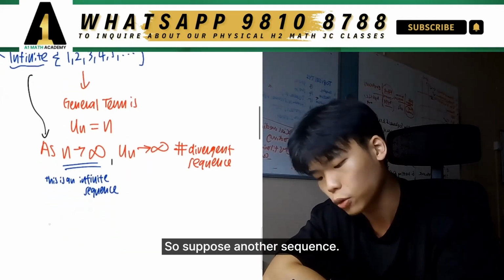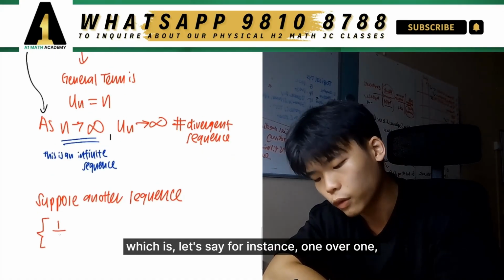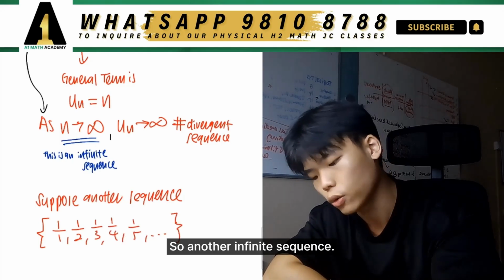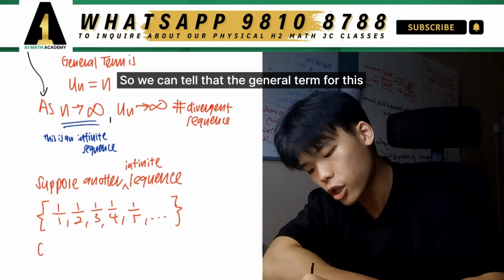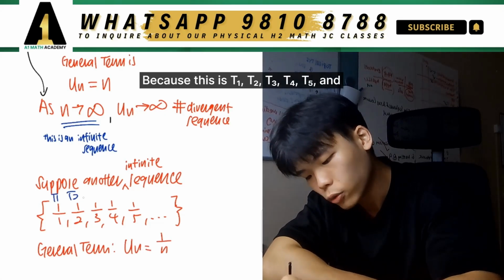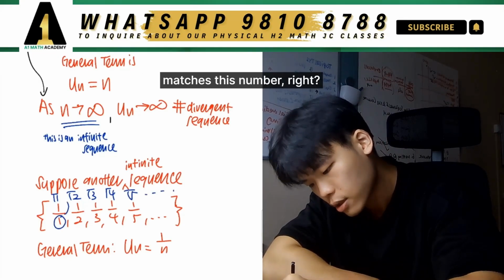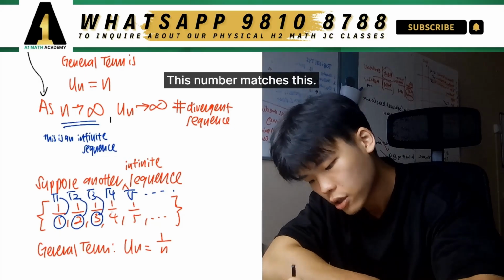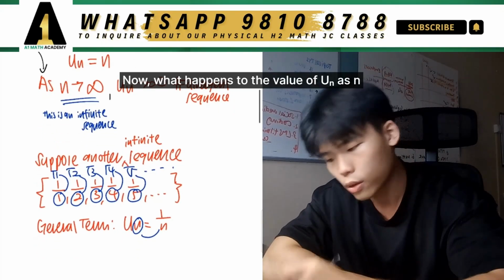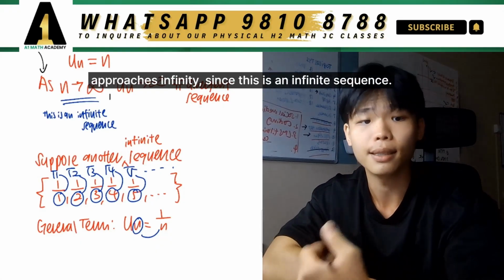Now I give you another example. Suppose I have another sequence, which is, for instance, 1 over 1, 1 over 2, 1 over 3, 1 over 4, 1 over 5, and it goes on perpetually. So this is another infinite sequence, and we can tell that the general term of this sequence is un equals 1 over n, because this is t1, t2, t3, t4, t5, and then it goes on perpetually. Each number matches its corresponding term. Now, what happens to the value of un as n approaches infinity, since this is an infinite sequence?